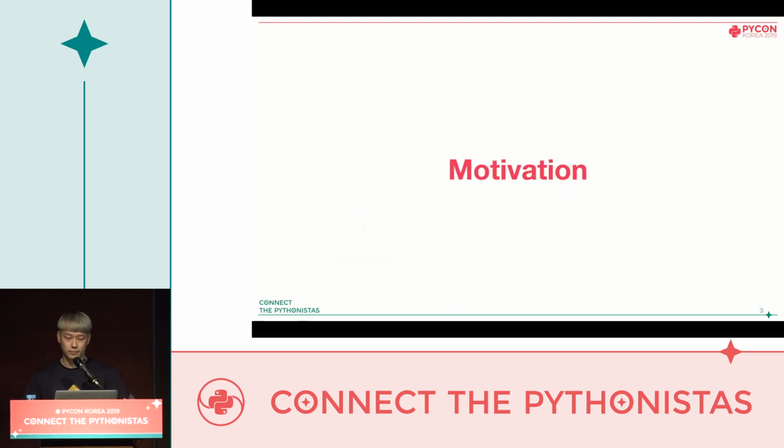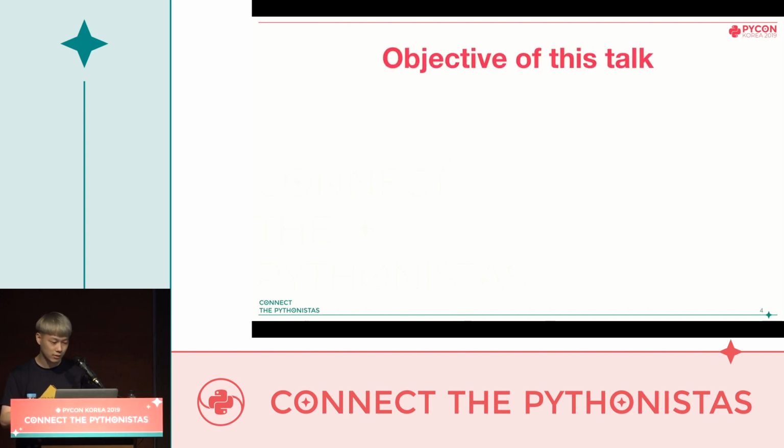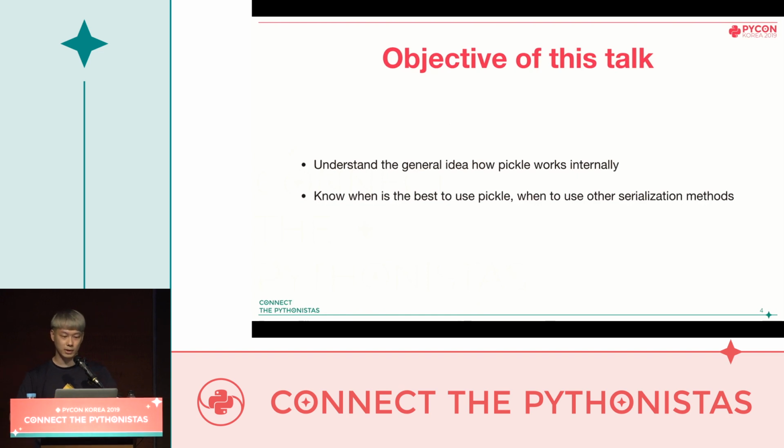Before applying for this talk, I didn't know much about the Pickle library, but I just knew how to use dump and load. However, I wanted to delve deeper into how Pickle is implemented and understand how it works internally. So the objective of this talk is to understand the general idea of how Pickle works internally and know when it is best to use Pickle, and when to use other serialization methods, if that's necessary. And towards the end of this talk, I will introduce an episode where I made my own simple custom serializer, which is very simple.